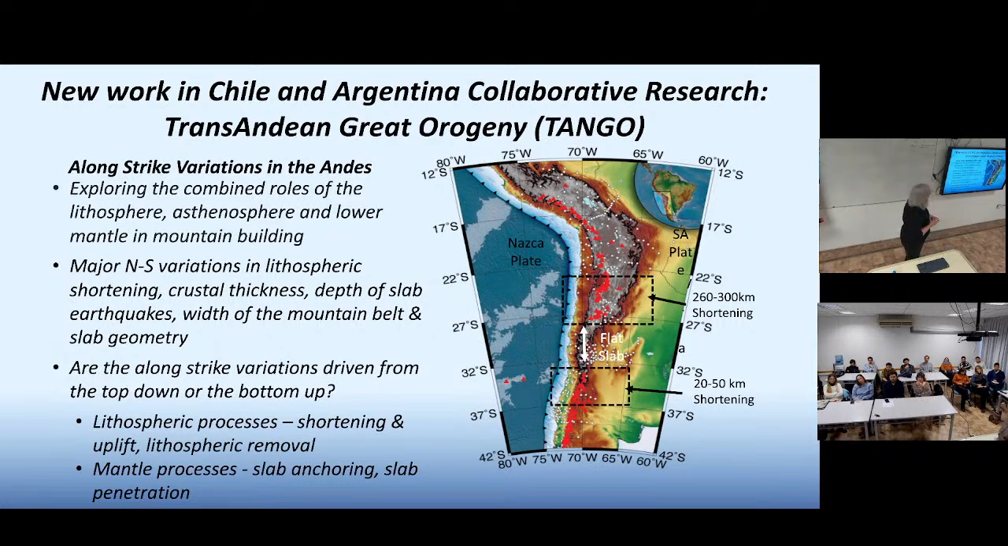And there's a lot of ideas about what's driving that along-strike variation. We sort of proposed that maybe it was lithospheric shortening processes in the lithosphere and the crust, and lithospheric removal and end-on compression. But there's also ideas that mantle processes could be driving it. So when you have subduction, it's going to pull material down and shorten the overriding plate.